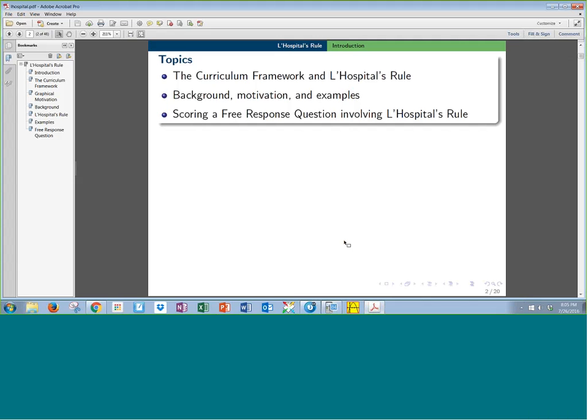So here's a little bit more about some of the topics we'll cover tonight. I am going to mention very briefly the AP Calculus curriculum framework and how L'Hopital's rule fits into that. We'll talk about background and motivation for your students, both using technology and some analytical examples. And then we'll do several examples on how we would solve those limit problems using L'Hopital's rule. And then again, towards the end, we'd like to take a look at a free response question, what part of a free response question might look like involving L'Hopital's rule, and how that might be scored so that will help you prepare your students in the event we see a problem like this next year.